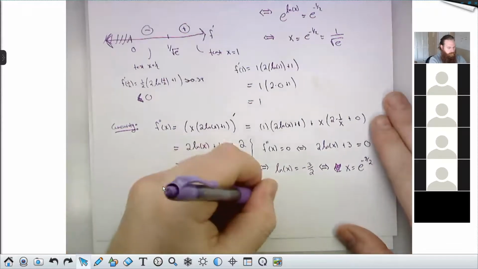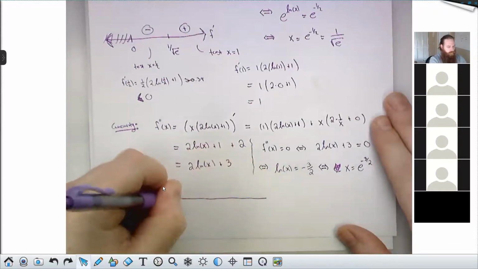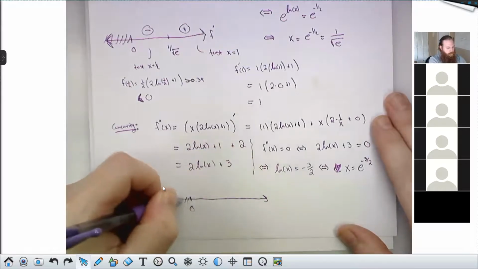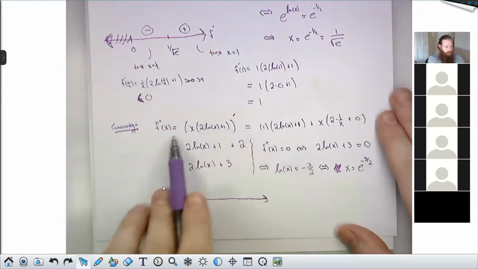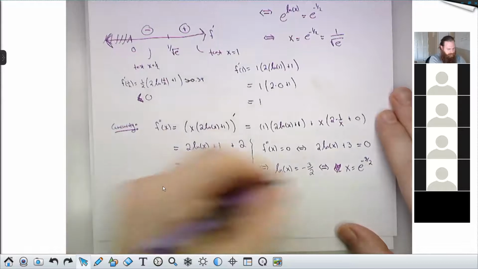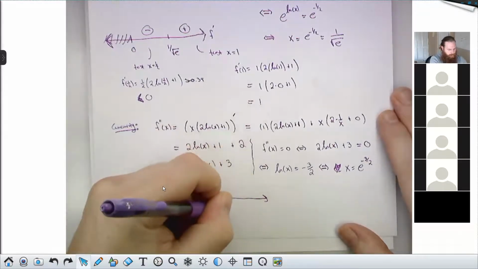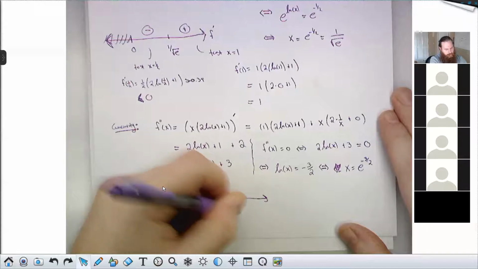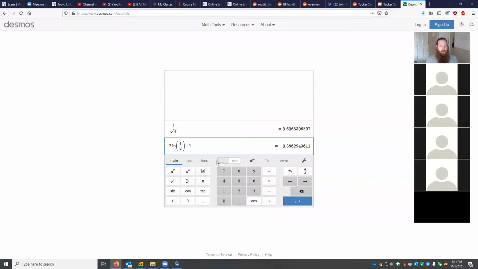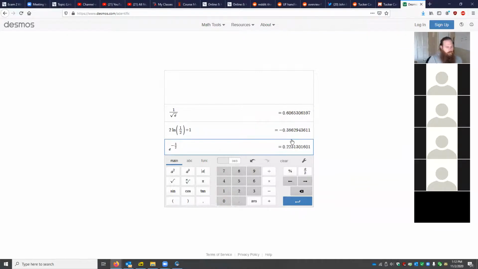But in any case, that's the only kind of interesting number for us to put on the number line. 0 does make f double prime undefined, but it's not in the domain. And I'll plot e to the negative 3/2 here. Let me go ahead and get a decimal for e to the negative 3/2 so we have some feel for its size. So 0.2 is considerably smaller than 1 over the square root of e.